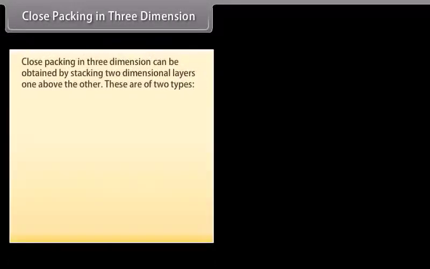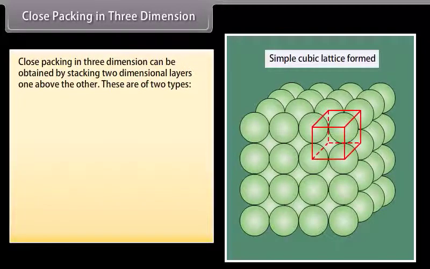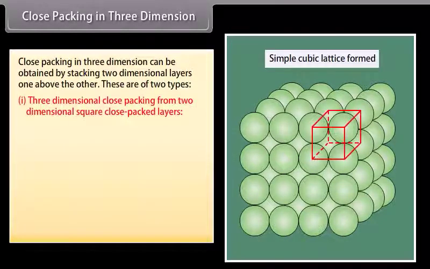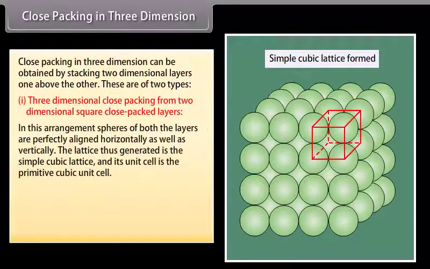3. Close packing in 3 dimensions. Close packing in 3 dimensions can be obtained by stacking 2-dimensional layers one above the other. These are of 2 types: 3-dimensional close packing from 2-dimensional square close packed layers. In this arrangement, the spheres of both the layers are perfectly aligned horizontally as well as vertically. The lattice thus generated is the simple cubic lattice, and its unit cell is the primitive cubic unit cell.